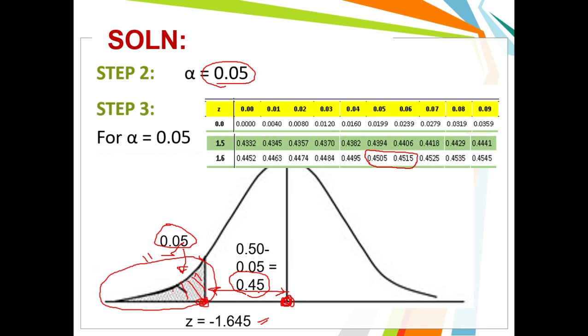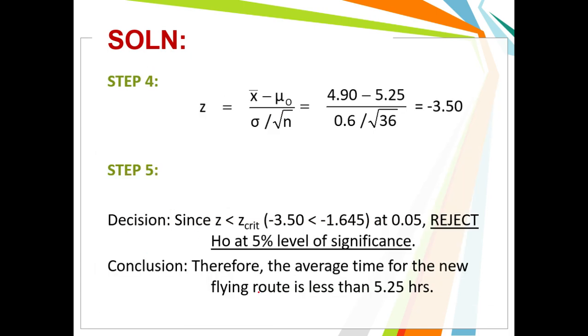Step 3, that is drawing or pag-create ng critical region. Step 4 is determine or compute our z-score or our statistic. So the formula is still sample mean minus the population mean over the standard deviation over the square root of n or the number of samples. Okay, so sa problem, ang new route na mean or the sample mean is 4.9 minus ang population mean, that is mean ng old route is 5.25, divided by the standard deviation 0.6 over the square root of n, which is 36. So the result is negative 3.5.